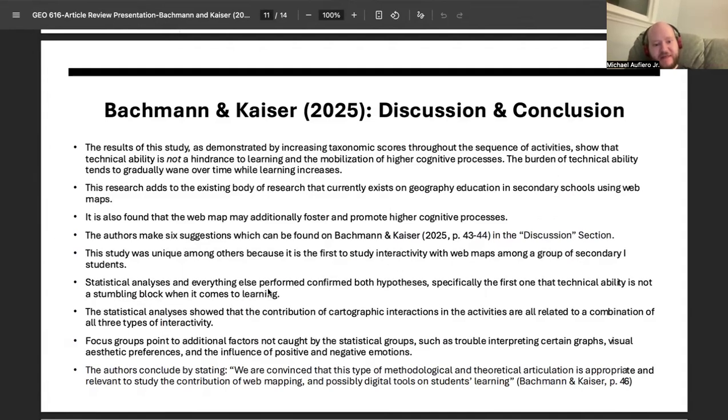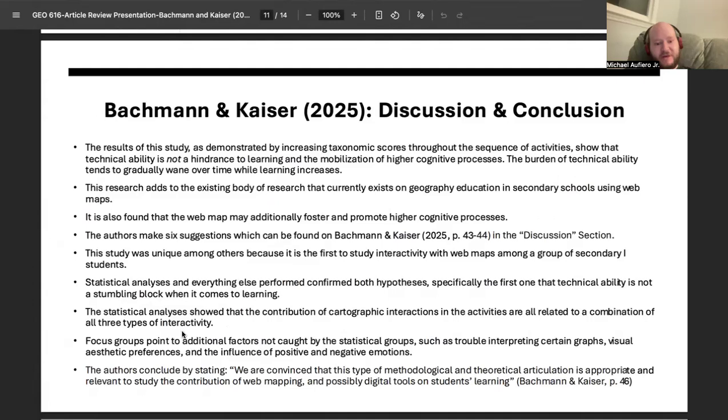Statistical analyses and everything else performed confirmed both hypotheses, specifically the first one, that technical ability is not a stumbling block, and the statistical analyses that the contribution of cartographic interactions in the activities are all related to a combination of all 3 types of interactivity. That was confirmed as well because the students were clicking on all different types of those interactions. So it's a combination of all 3 types of interactivity that were involved in those 3 activities, as I demonstrated, and as the analysis demonstrates.